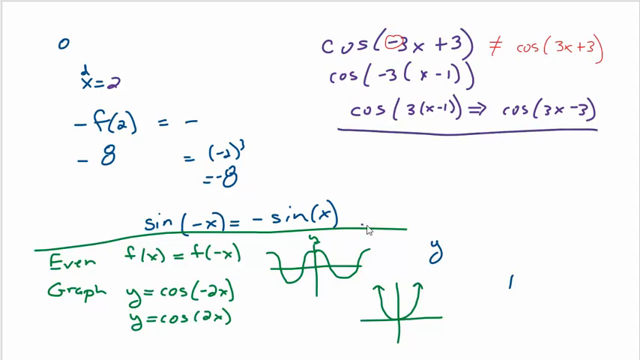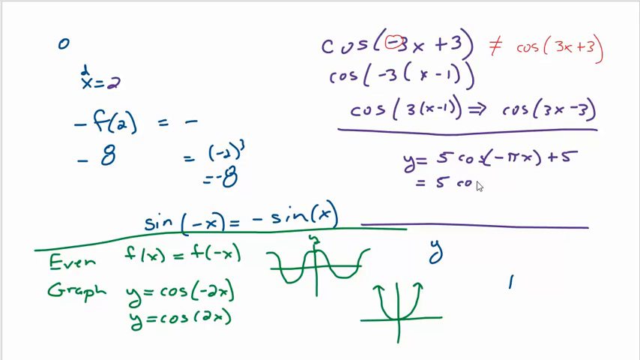Now, if it doesn't have a phase shift in it, you don't have to worry about it. If you got y equals 5 cosine of negative pi x plus 5 with no phase shift, that's going to be exactly the same as 5 cosine of pi x plus 5. You could just get rid of this negative because of the property that it's an even function.